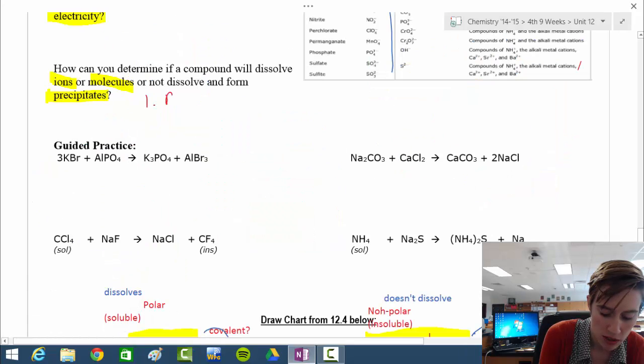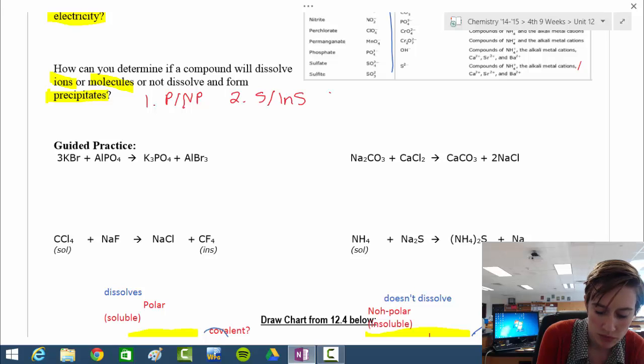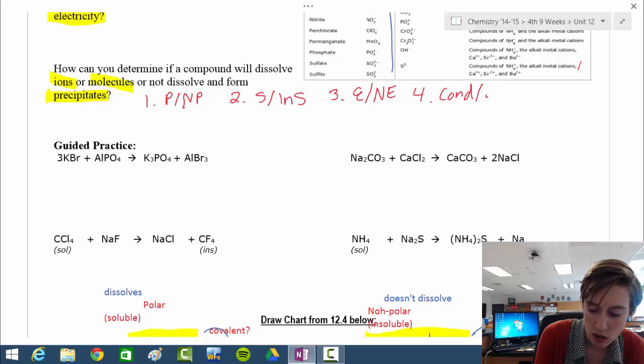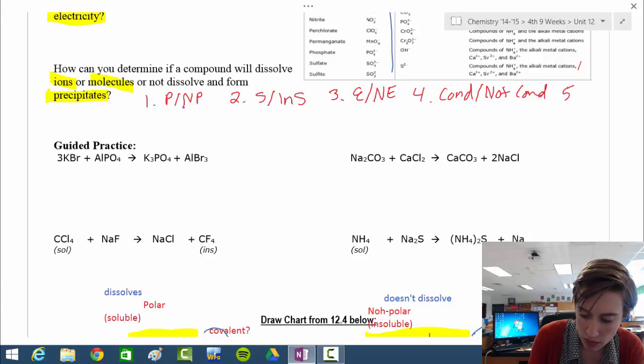I want you to tell me whether or not it's polar or nonpolar. I also want you to tell me whether it's soluble or insoluble. If it's polar, I want you to tell me if it's an electrolyte or not. Again, this is all if it's polar, I want you to tell me if it's going to conduct electricity or not conduct electricity. And lastly, I want you to tell me whether it's going to dissolve into ions, molecules, or form a precipitate.